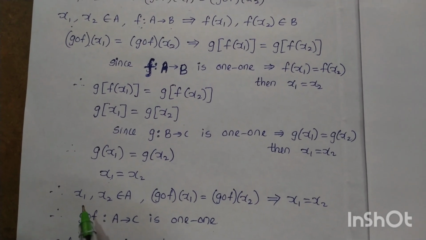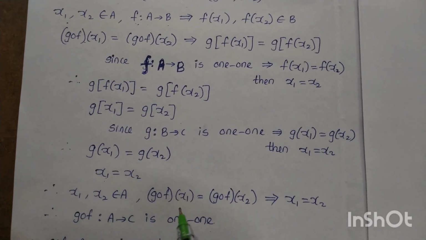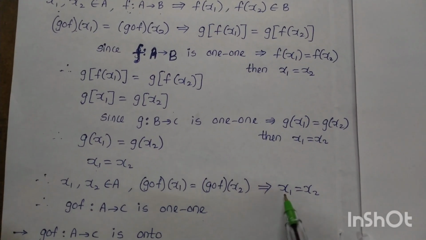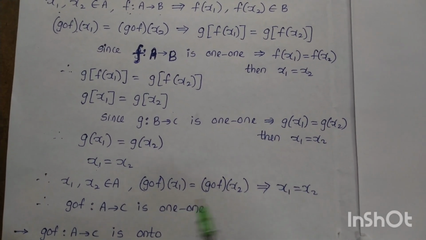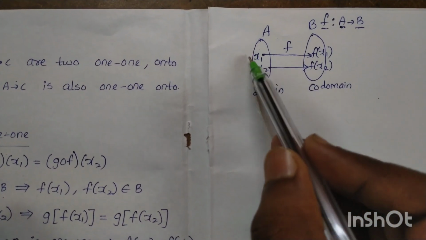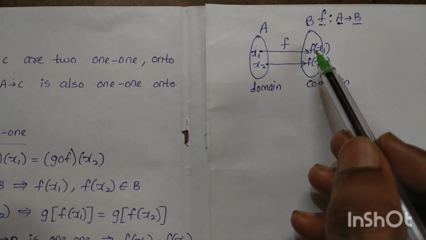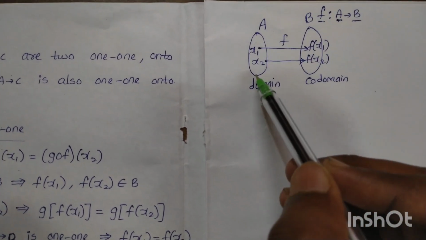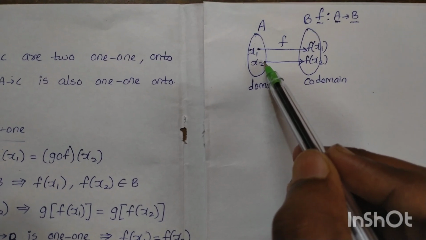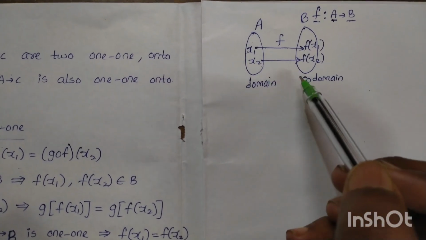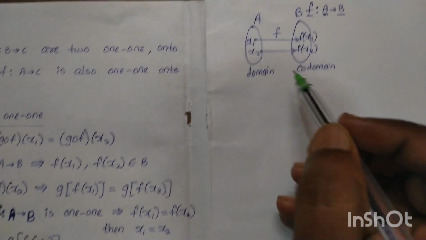So we can write x1, x2 belongs to A, g∘f of x1 is equal to g∘f of x2. We assumed this, and we proved this, x1 equal to x2. So that's why g∘f is a 1-1 function. Understood? And here also you can see for each element in the domain we only have one mapped element in the codomain. So that's why it is a 1-1 function. One element in set A is mapped only to one element in set B. So that's why it is called a 1-1 function. So g∘f is a 1-1 function.